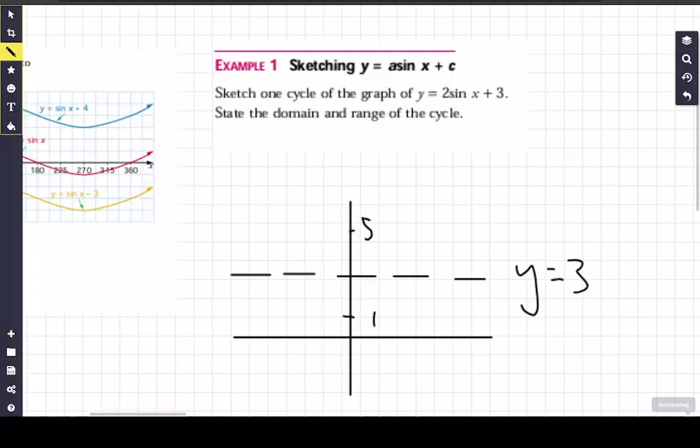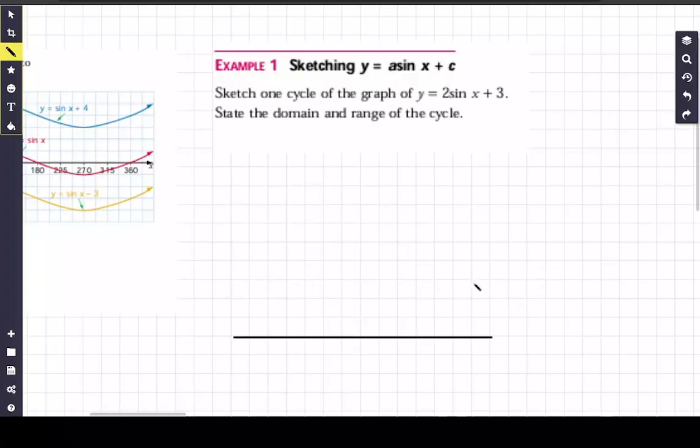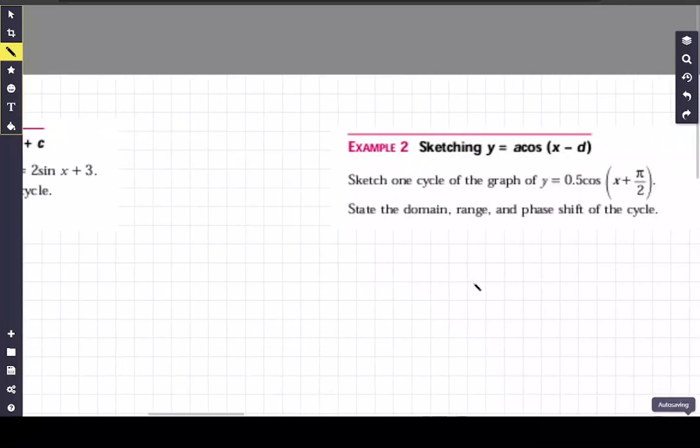So now sine x, let's go ahead and draw it. There we go. We have drawn our function. That is how we draw it. Now we have 2 sine x, so basically the amplitude is 2, and then plus 3, so now our axis is 3. That is very, very easy. I don't think anybody should have any problem with this. And now let's go ahead and do this.